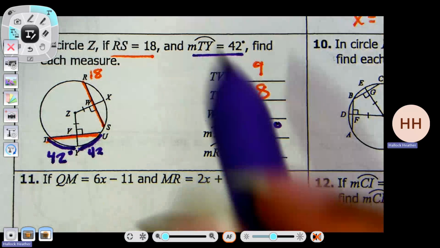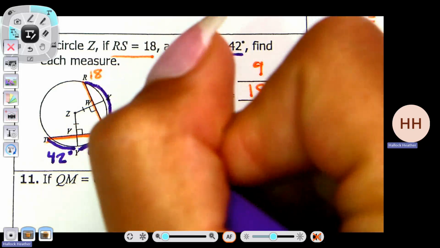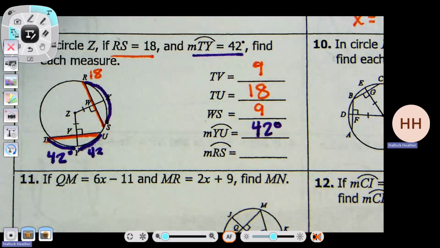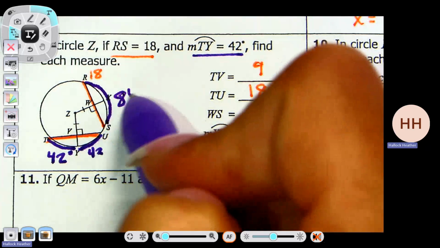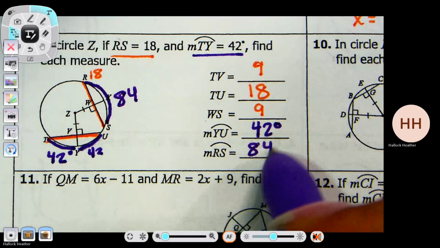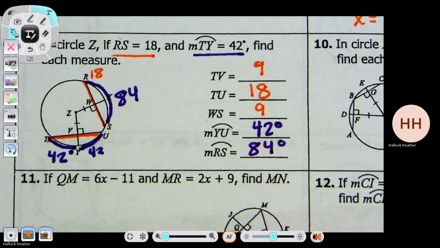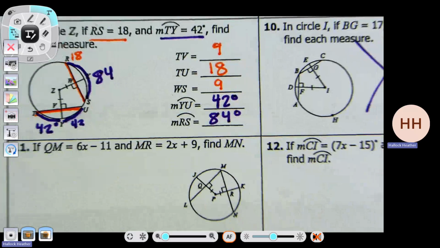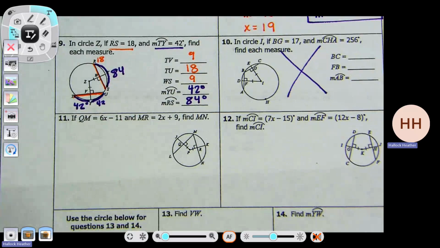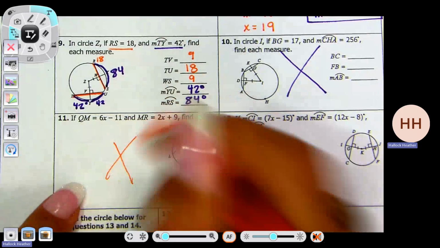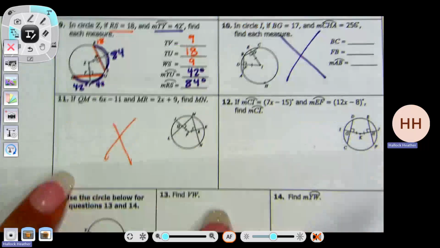The other one wants to know R to S. No, not 36. 84, because it's the whole thing. So you'd have to add 42 twice. Okay, we're skipping 10. Let's skip 11. We're going to do 2 problems, 12 and 13. That's it from the front.